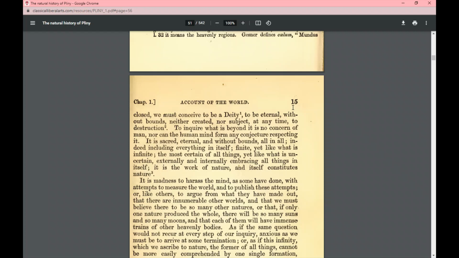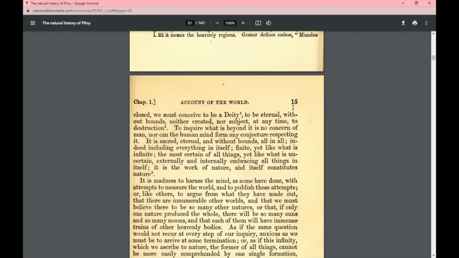It's like a god. It lives forever. All right? So that's not a crazy idea. But notice what he says next, because this is important. He says, to inquire what is beyond the world is no concern of man. To ask what's beyond the world, to try to find out what's beyond the world is none of man's business, he says. Nor can the human mind form any conjecture, that is, any idea or theory respecting it.